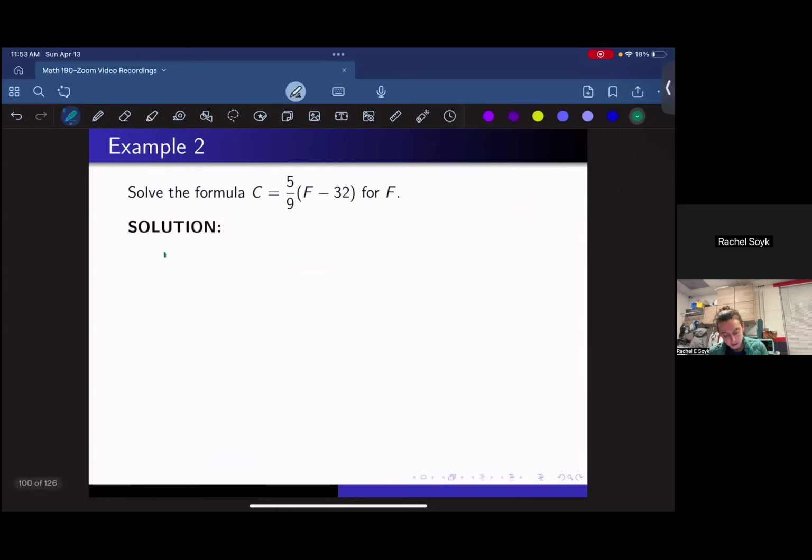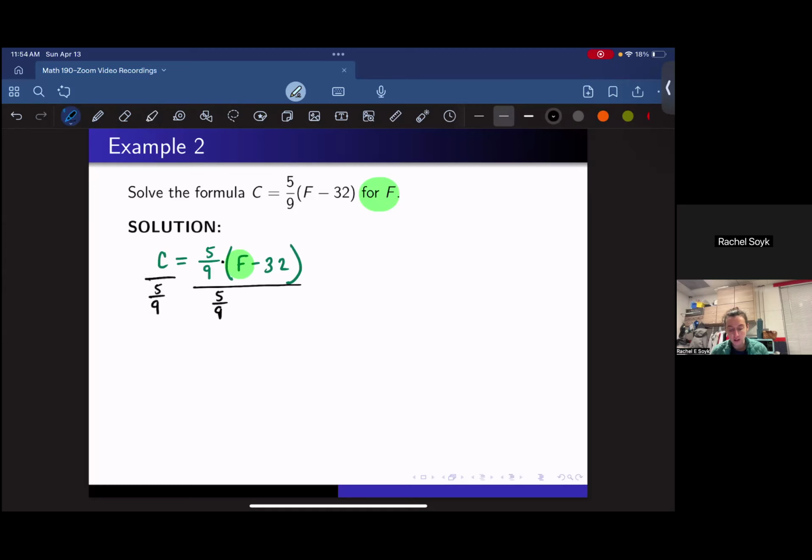So we have C is equal to 5/9 in parentheses F minus 32. And what are we solving for? We're solving for our Fahrenheit, aka we need to get that F all by itself on one side of the equal sign. So let's utilize our inverse operations. Everything in the parentheses is being multiplied by that 5/9. So what we're going to do is we're going to divide both sides by 5/9.